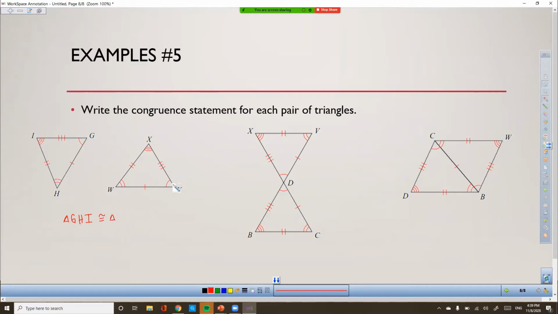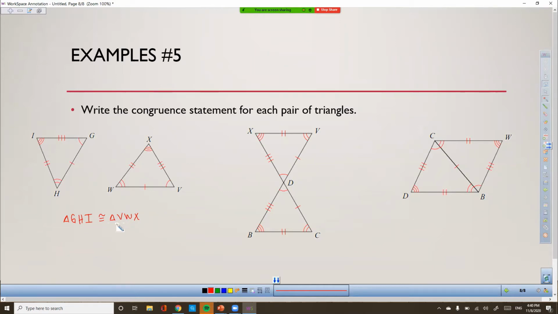Same thing, we follow. The first one is V, since it has only one tick mark. The second one is W, because that one has two tick marks. And the last one is X, because that one has three tick marks. And so again, there's my congruency statement. Triangle GHI is congruent to triangle VWX.